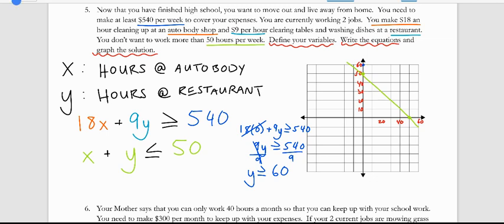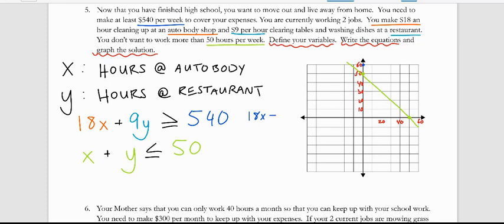Let's do the same thing for the x-intercept. All right, for the x-intercept, I'm going to plug in 0 for y. 18x plus 9 times 0 greater than or equal to 540. All right, so 9 times 0 will be 0, so those cancel out. So now my equation will be 18x greater than or equal to 540. Divide both sides by 18. Those cancel out. So x will be greater than or equal to 30.